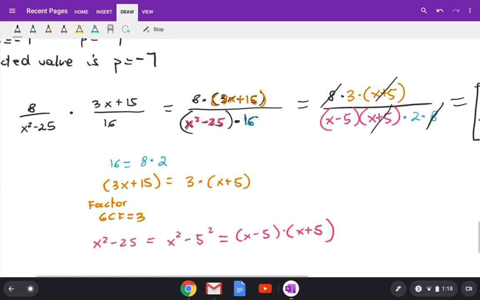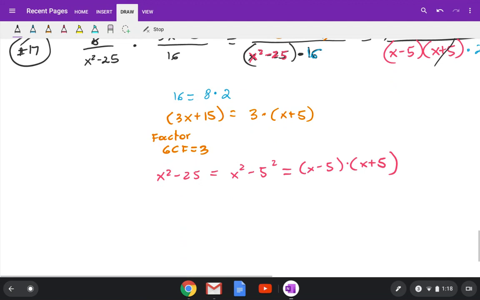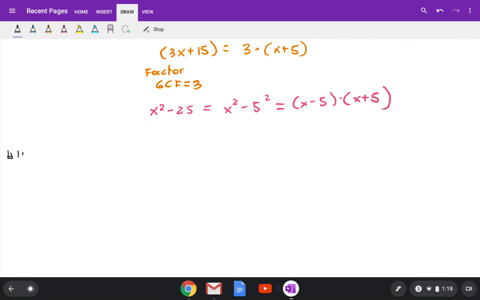Okay, so that was number 17. Let's do number 19. Number 19, the same thing, multiply or divide. So we have q squared minus 5q plus 6 over 2q plus 4, divide 2q minus 6 over q plus 2.